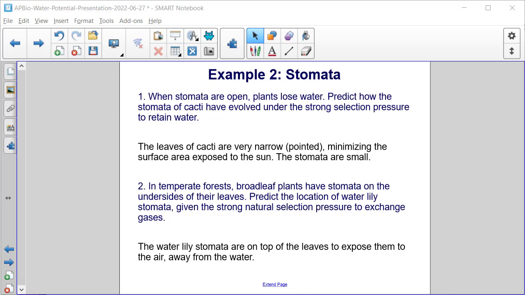So first, let's predict how the stomata of cacti have evolved under the strong selection pressure to retain water. The leaves of cacti are very narrow and pointed, minimizing the surface area exposed to the sun, and the stomata are small. Now let's predict the location of water lily stomata given the strong natural selection pressure to exchange gases. The water lily stomata then have to be on the top of the leaves to expose them to the air away from the water.